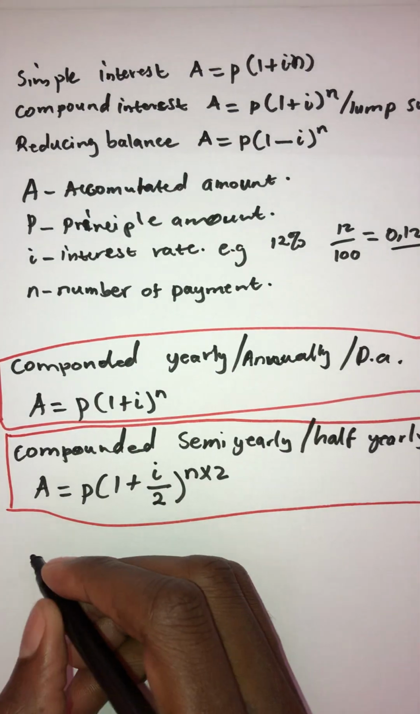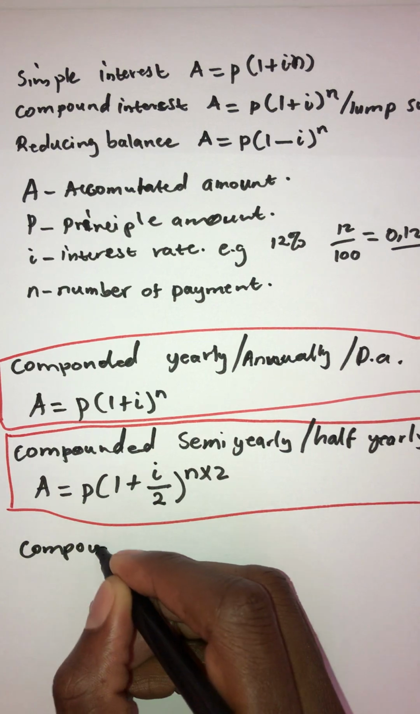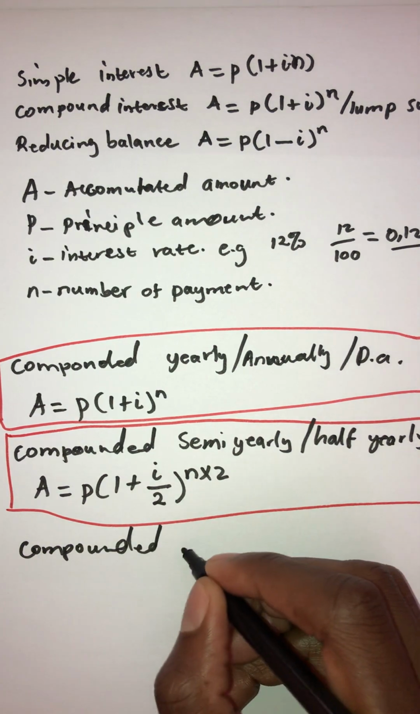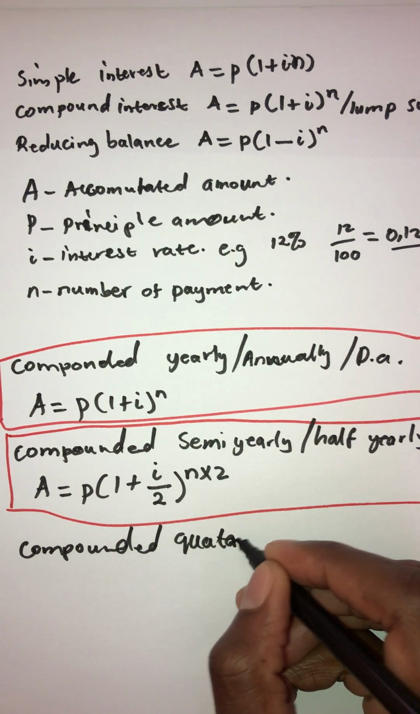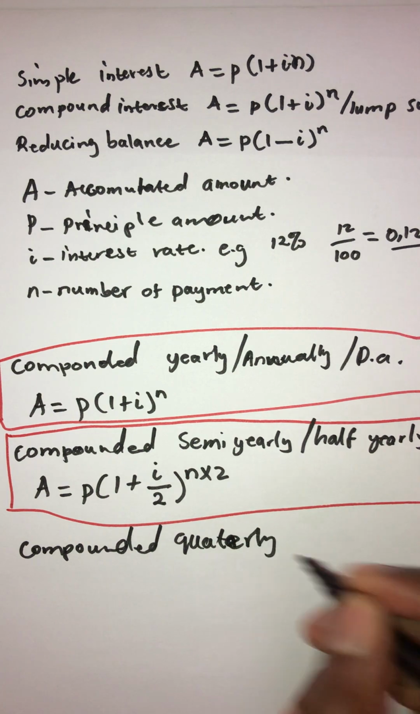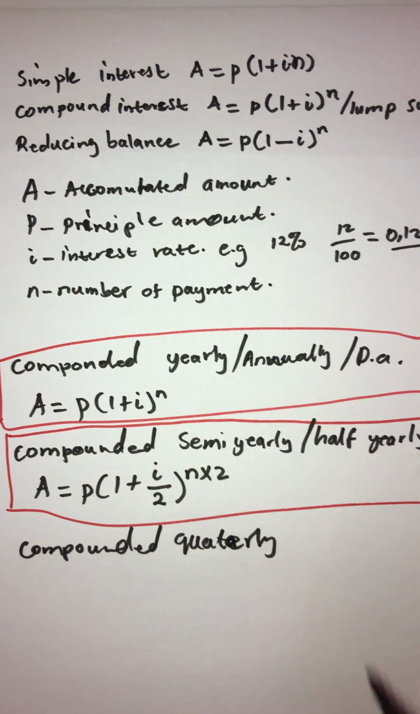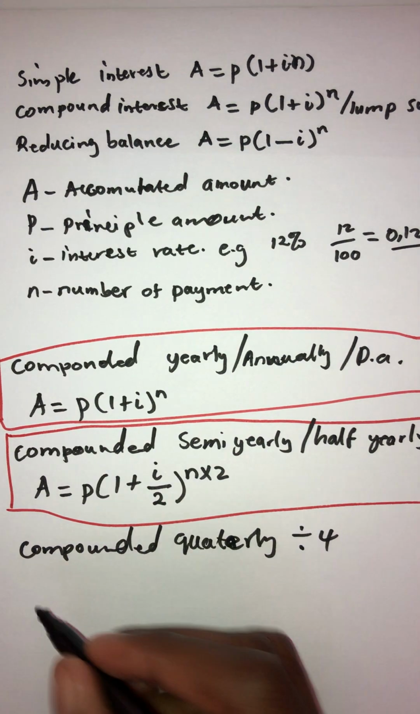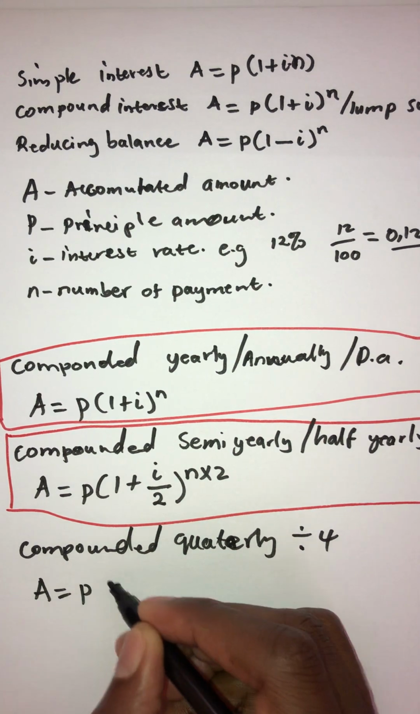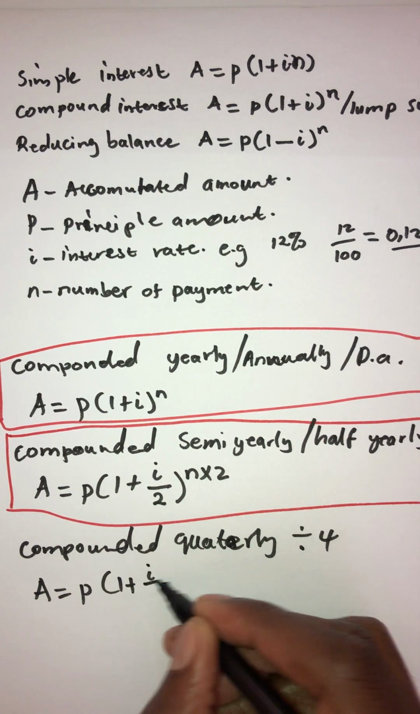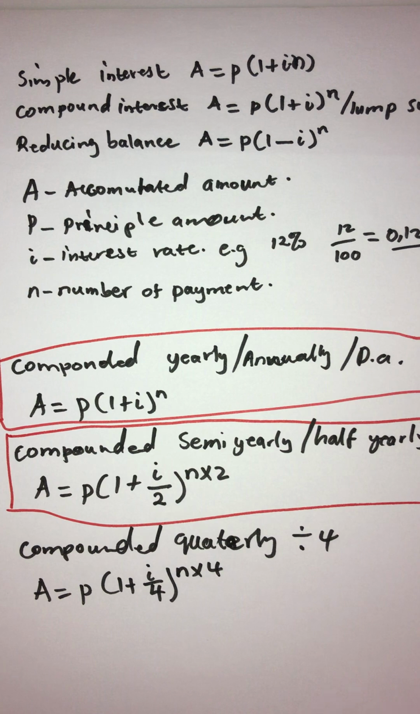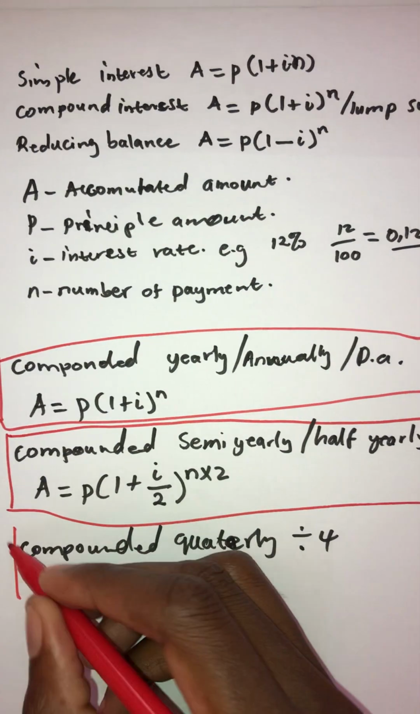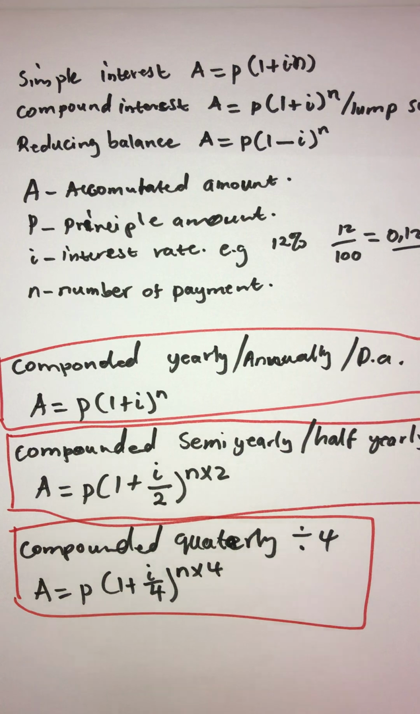So now let's say it's compounded quarterly. So we know that quarterly is what? It's 4, or divide by 4. So we're going to say A is equal to P(1 + i/4)^(n×4), dividing by 4 and multiplying by 4. So this is the formula you're going to use when they say it is compounded quarterly.